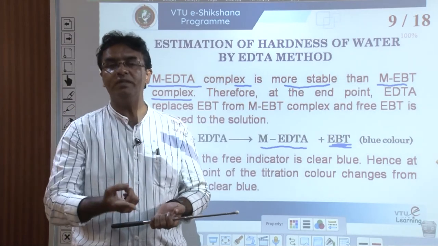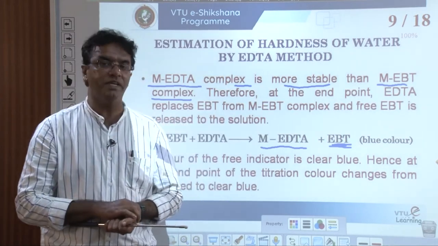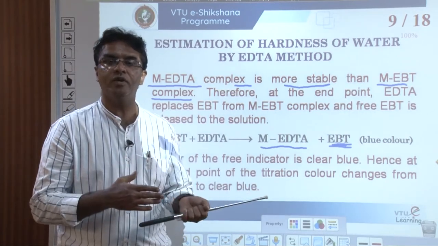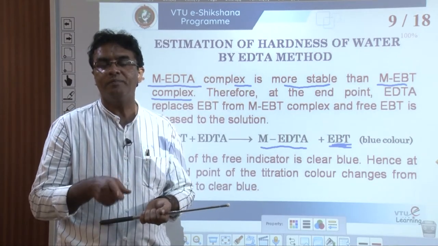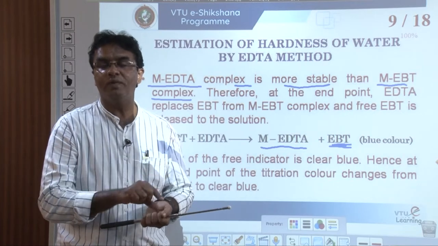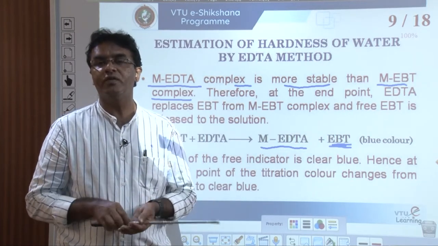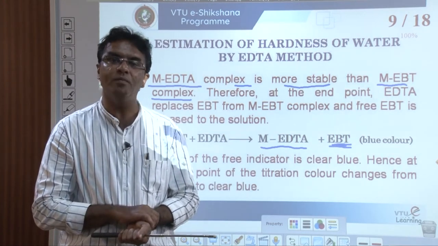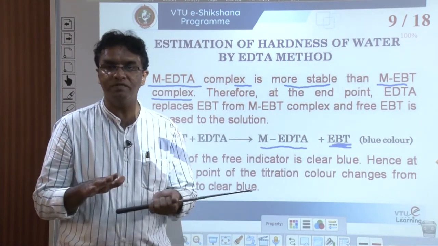But to find out the end point of the titration, we take the help of the indicator and we also take the help of the buffer. Ammonium chloride buffer we take because at pH 10 the indicator eriochrome black T works effectively. So, therefore, we maintain the pH at 10 by taking the help of ammonium chloride buffer. Therefore, the concept is very simple.